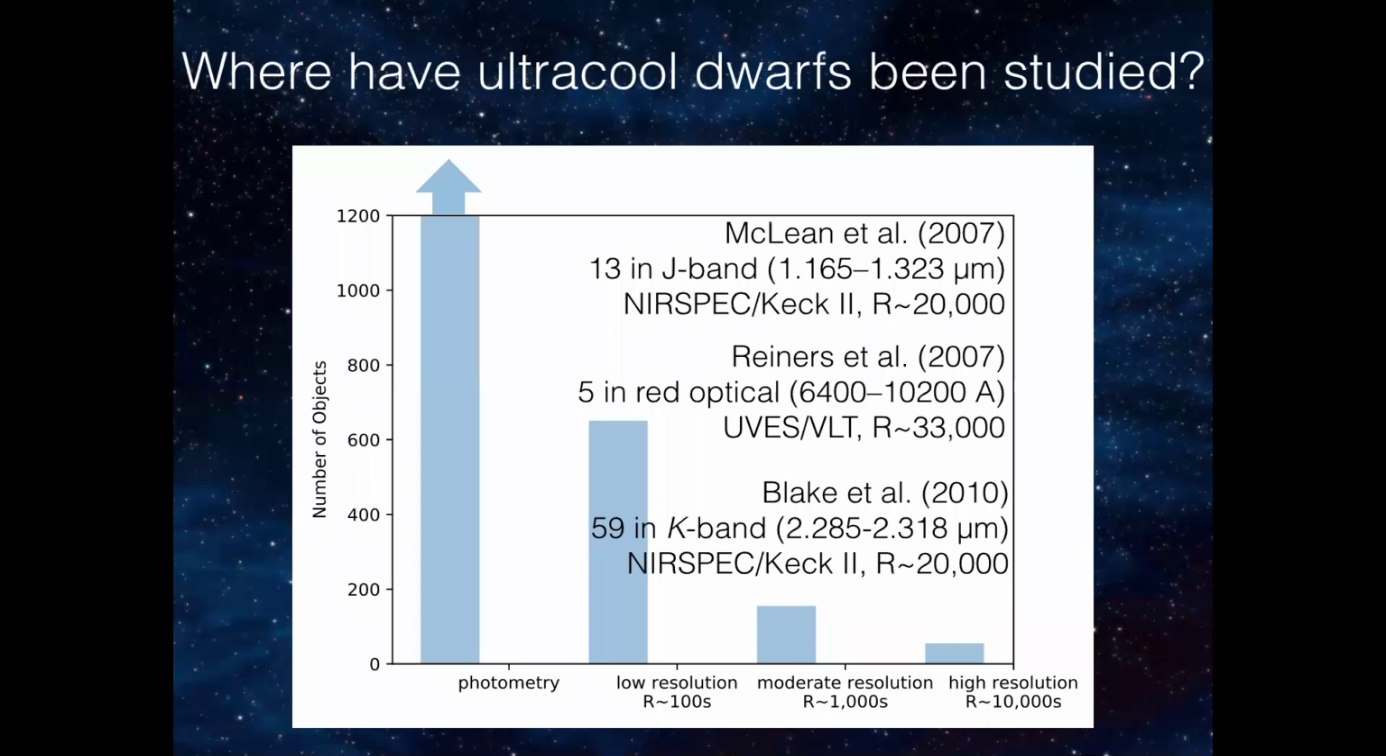When we looked in particular at the high resolution studies that had been done, we found 3 main studies. McLean et al. in 2007 used NIRSpec on Keck 2 to do 13 objects, but only in the J band. Blake et al. in 2010 did 59 objects, also using NIRSpec on Keck 2 in the K band. And Reiners et al. in 2007 did 5 objects in the red optical using UVES on VLT.